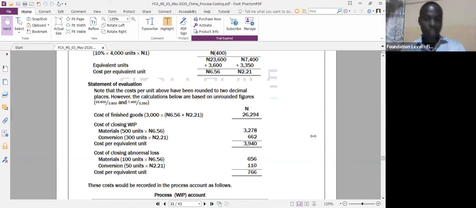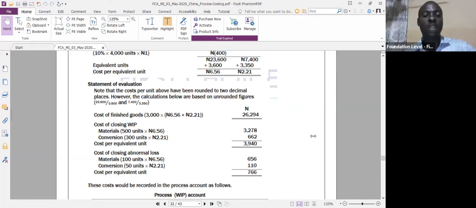So in the statement of evaluation, we find out that 3,000 units were finished goods. So how do you ascertain the cost of finished goods? You add the material per unit, which is 6 naira 56 kobo, plus conversion of 2 naira 21 kobo. You add them together and multiply by 3,000. That gives you your finished goods cost.